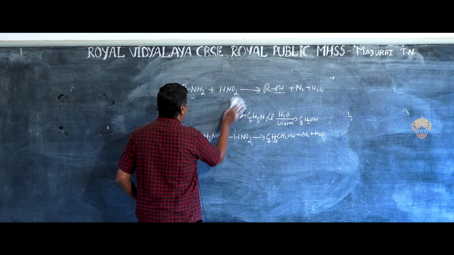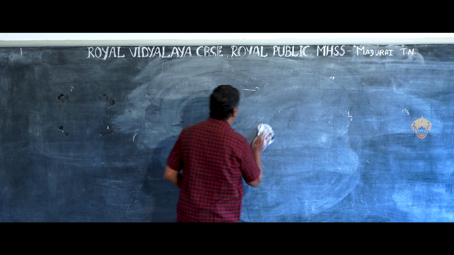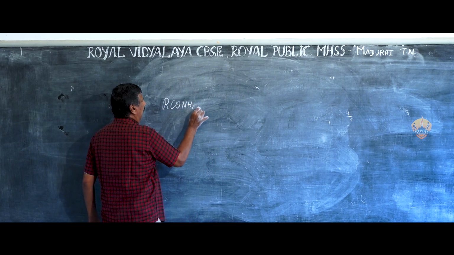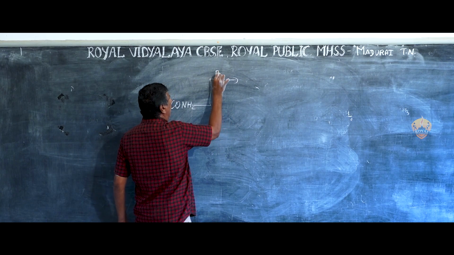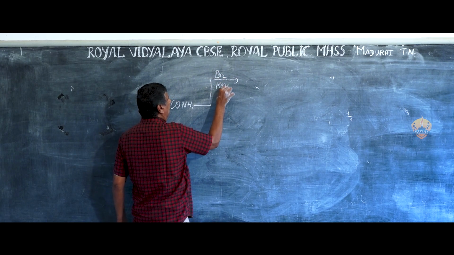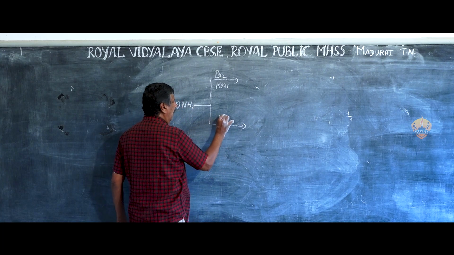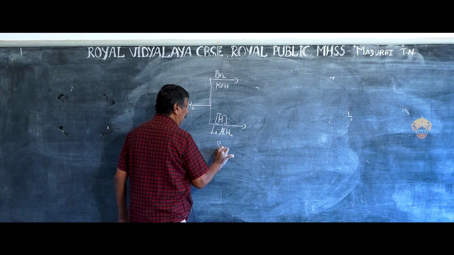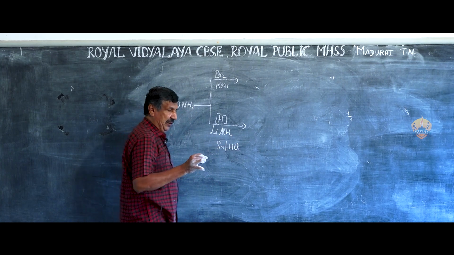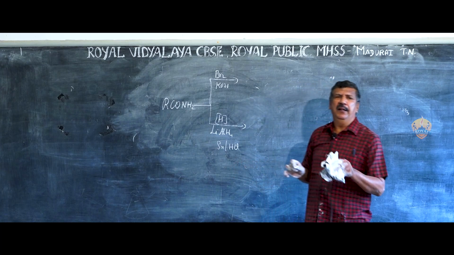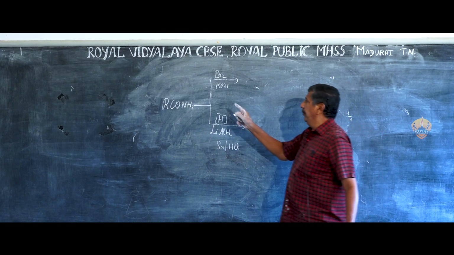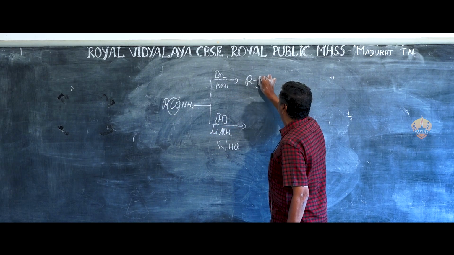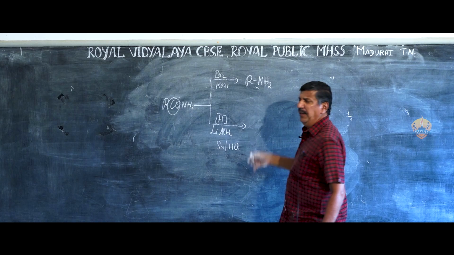Next one, amide with bromine alkali, or reduction using lithium aluminum hydride or tin and HCl. We have two cases regarding amide. When you treat with bromine alkali, the CO will be eliminated.